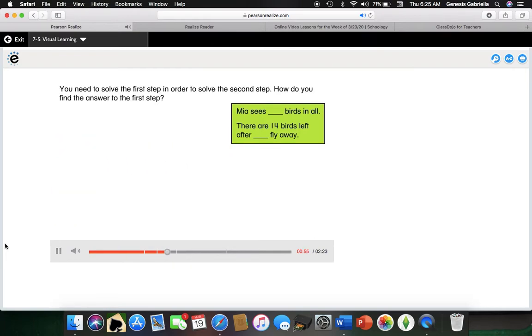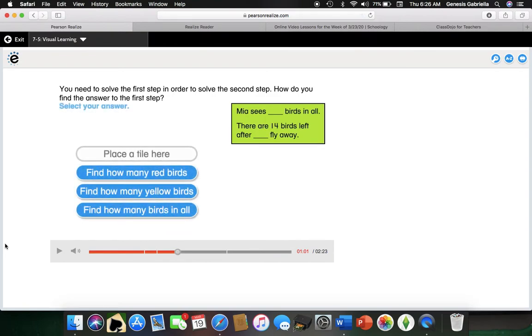You need to solve the first step in order to solve the second step. How do you find the answer to the first step? Select your answer. Well, we already know how many red birds we had. We already know how many yellow birds we had. But I think we need to figure out the whole, which is how many birds in all.